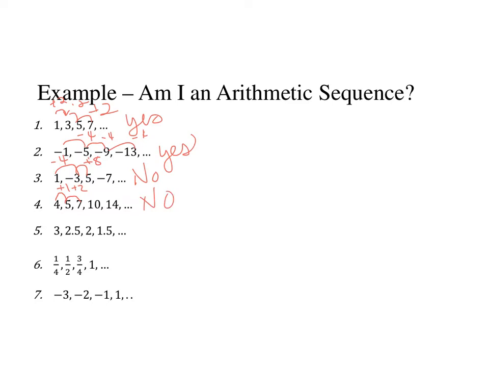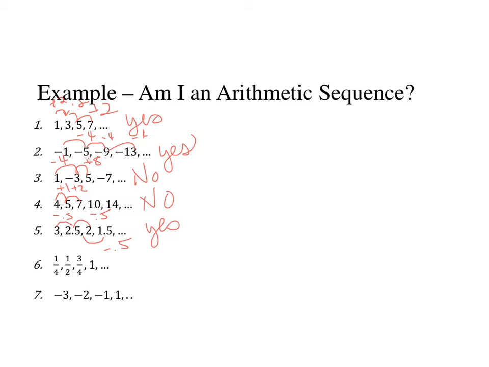Alright, let's see what happens when we do this with decimals. To get from 2.5 to 2, I am subtracting, and I get -0.5. And from 2 to 1.5, it's -0.5. So the pattern stays the same. So this is an arithmetic sequence with decimals.